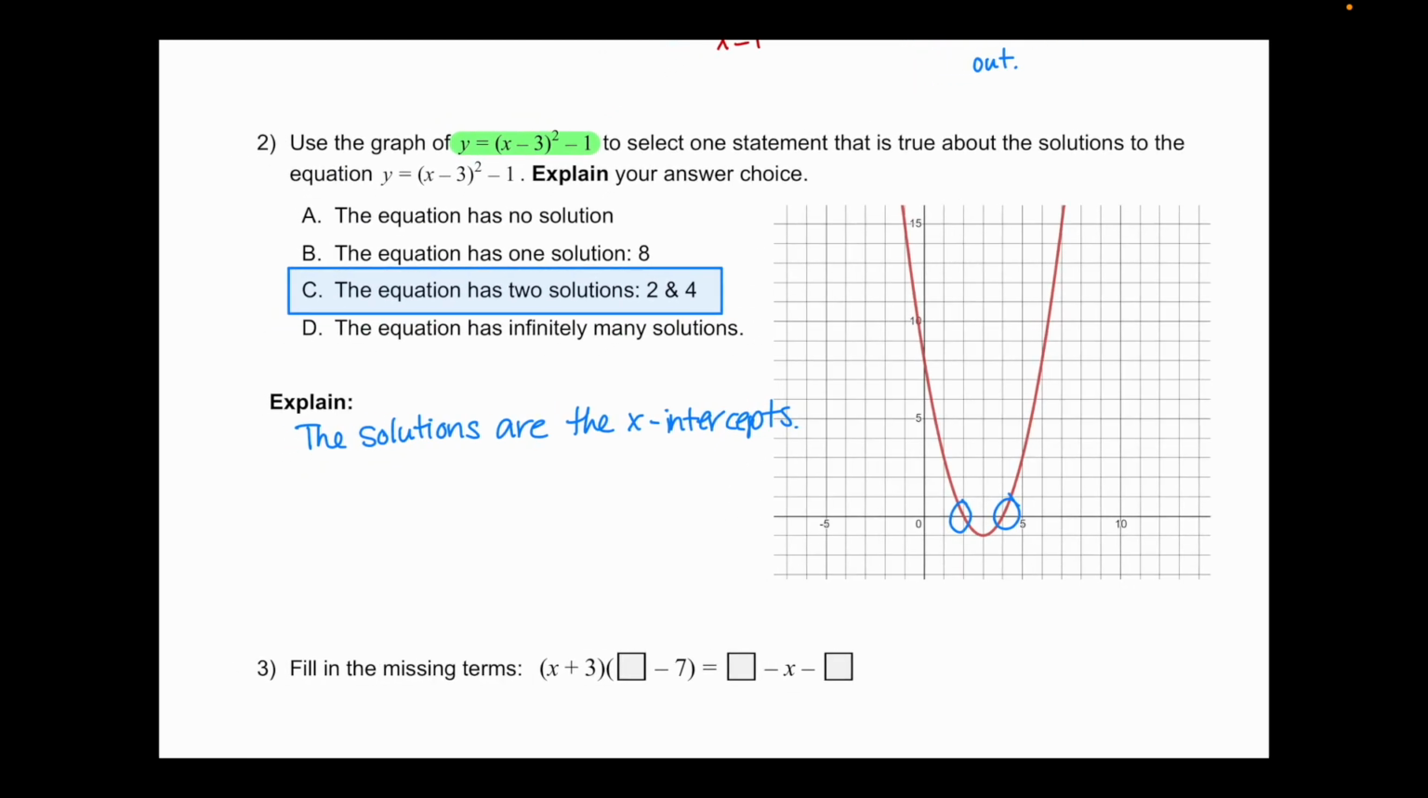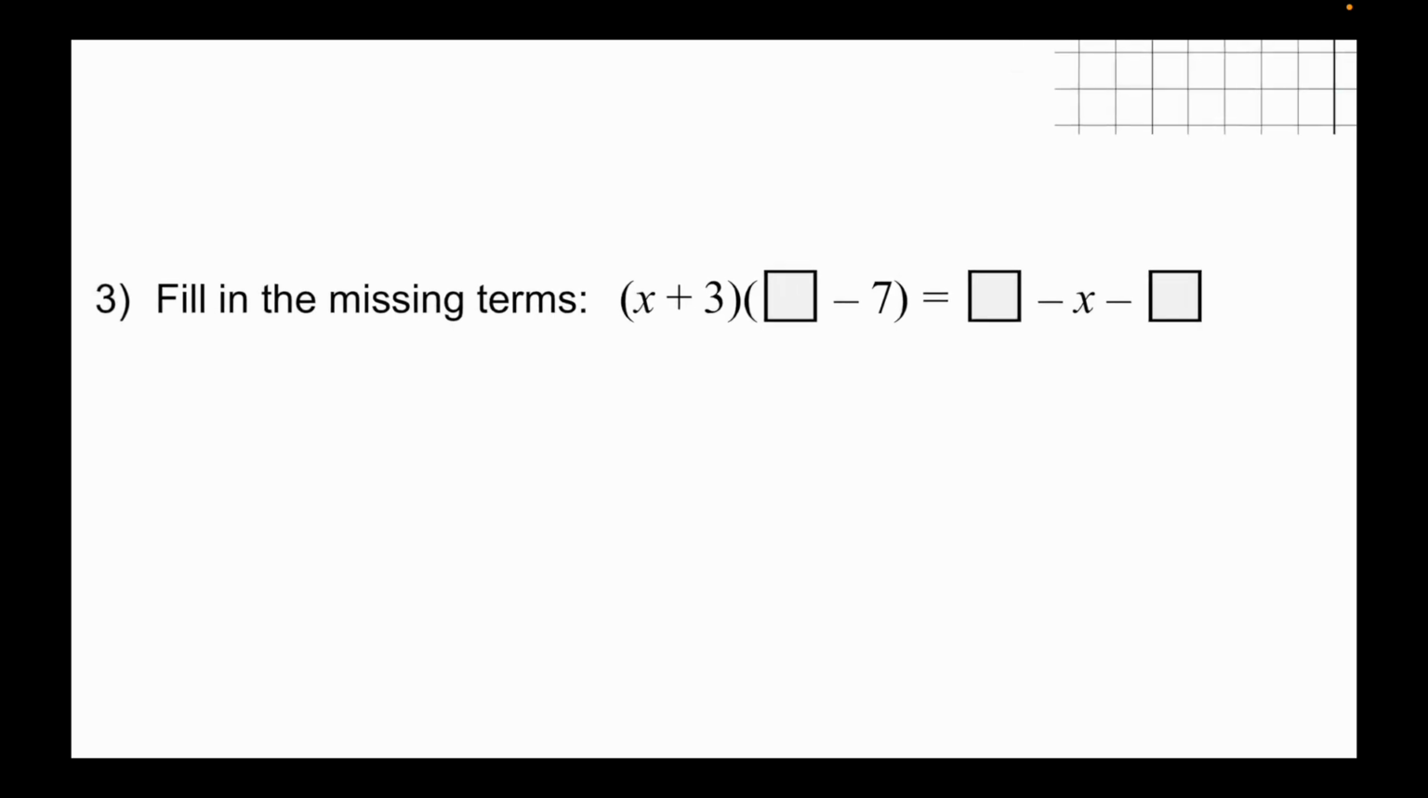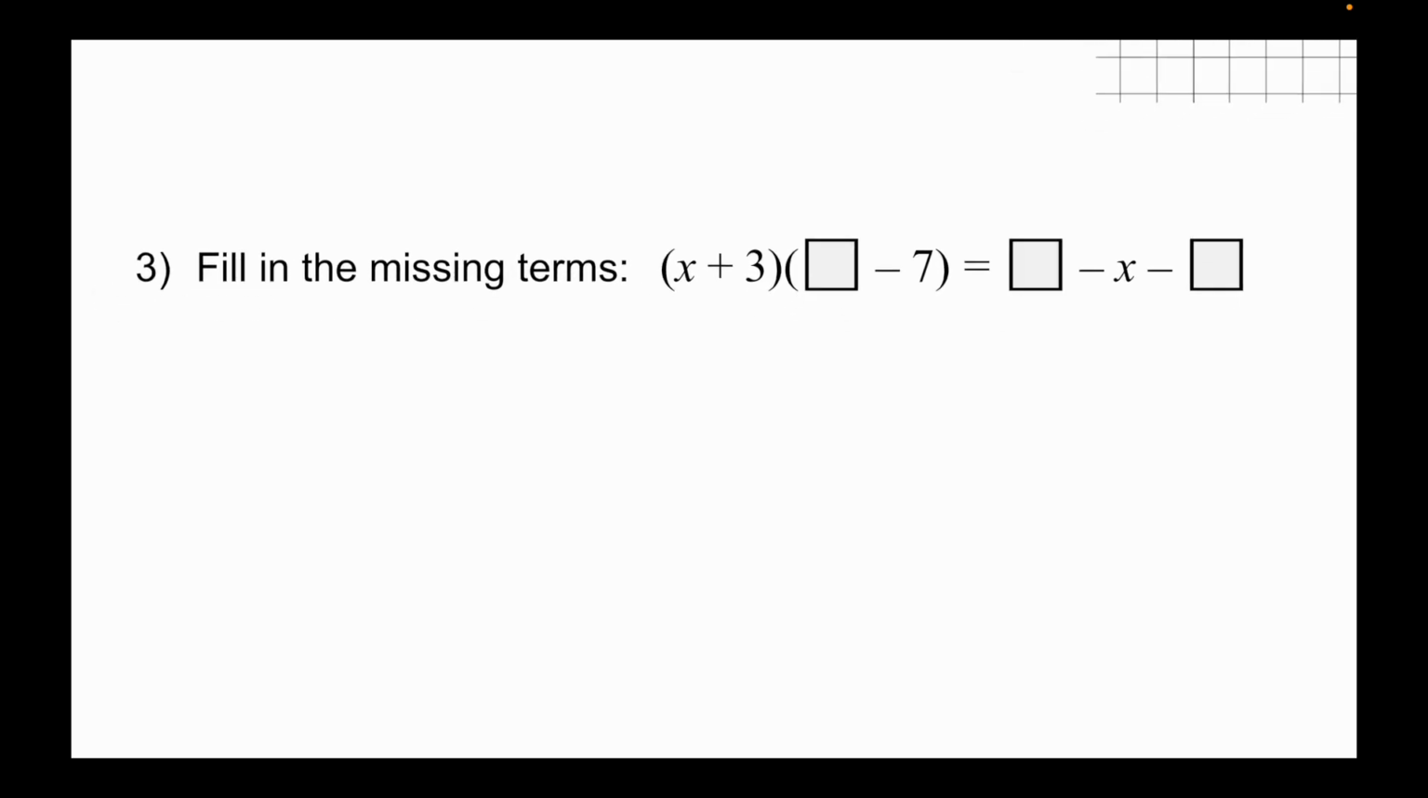That is what we consider the solution to a quadratic. We also may refer to them as zeros, but solutions, zeros, those are our solutions. That brings us down to question number 3. And I do kind of like this one. It's a little tricky, but it works out pretty nicely.